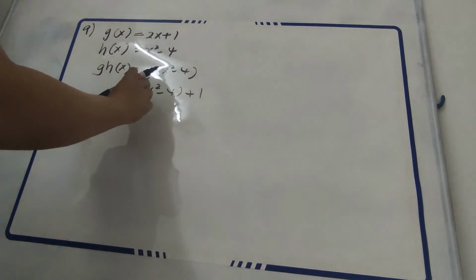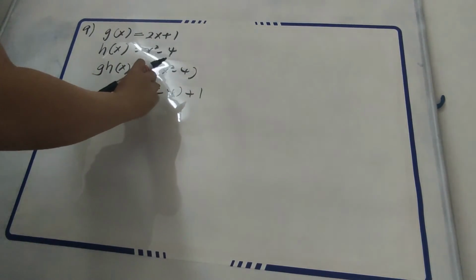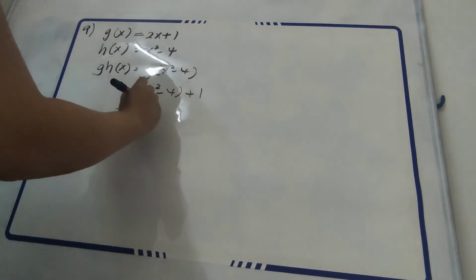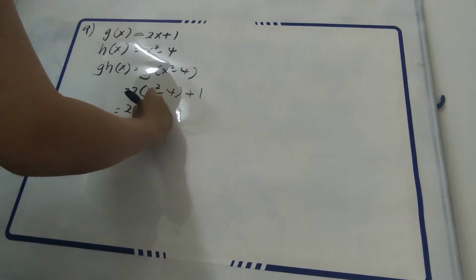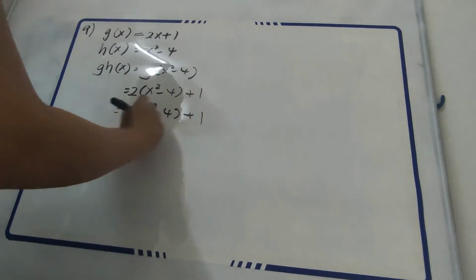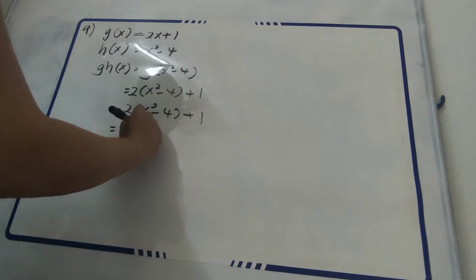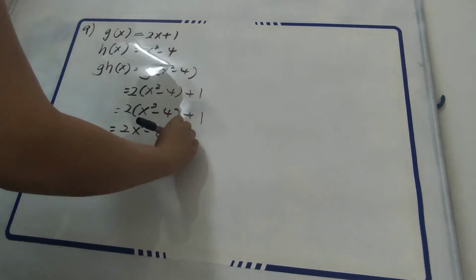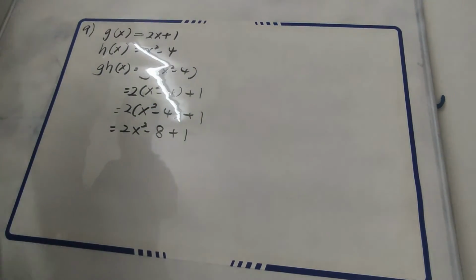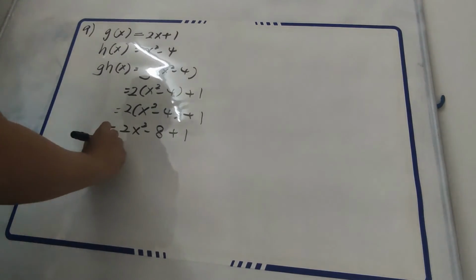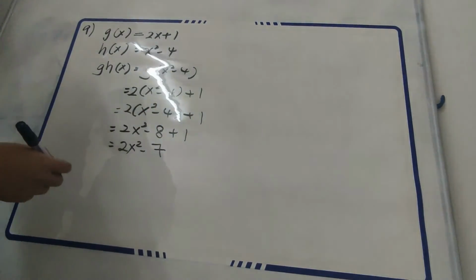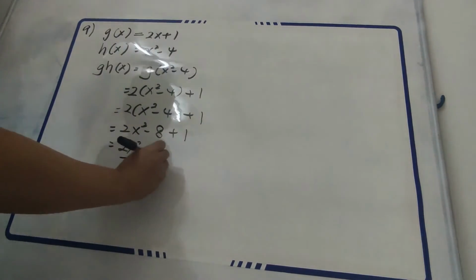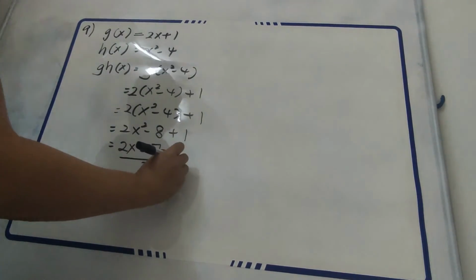For those not familiar with the quadratic equation, you can write it this way. Because there is no square, it is very easy. 2 times (x squared minus 4) plus 1 equals 2x squared minus 8 plus 1, and then it also equals 2x squared minus 7. This is the answer for question number 9.